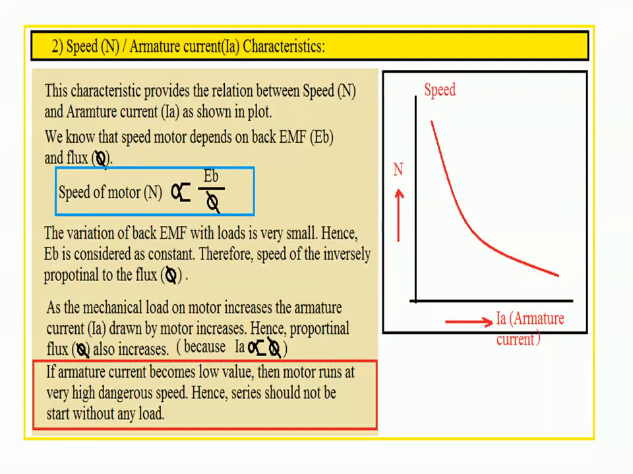This is shown in the graph. If the armature current is very low, then the motor runs at a very high, dangerous speed. From this characteristic, it is observed that a series motor should always be started with some load. The series motor should not be started without any load. Some load should be there at the starting moment.